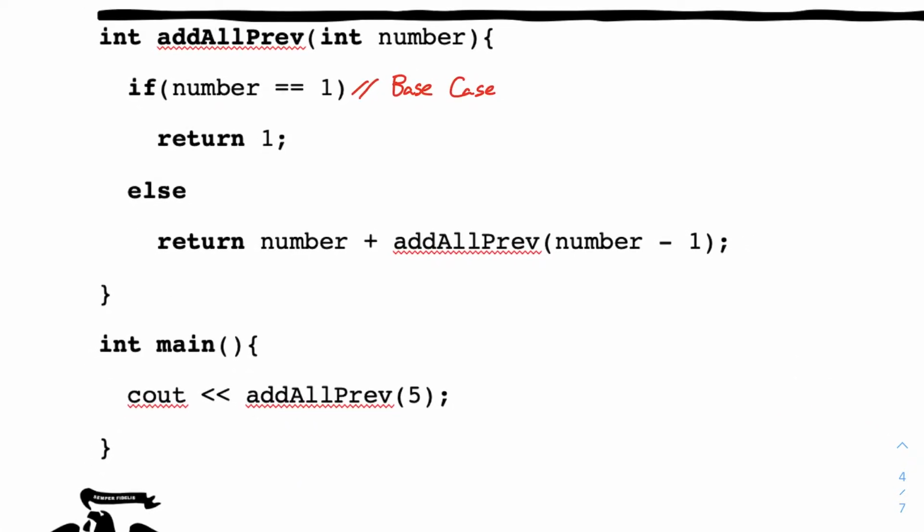Now, the recursive function call would be when this base case is not met. So when the base case is not met, we go through our else statement. Our else statement returns the number, which is 5, because that's what we have here where it calls the function with the value of 5, plus the addAllPrevious function call on number minus 1. 5 minus 1 is 4.